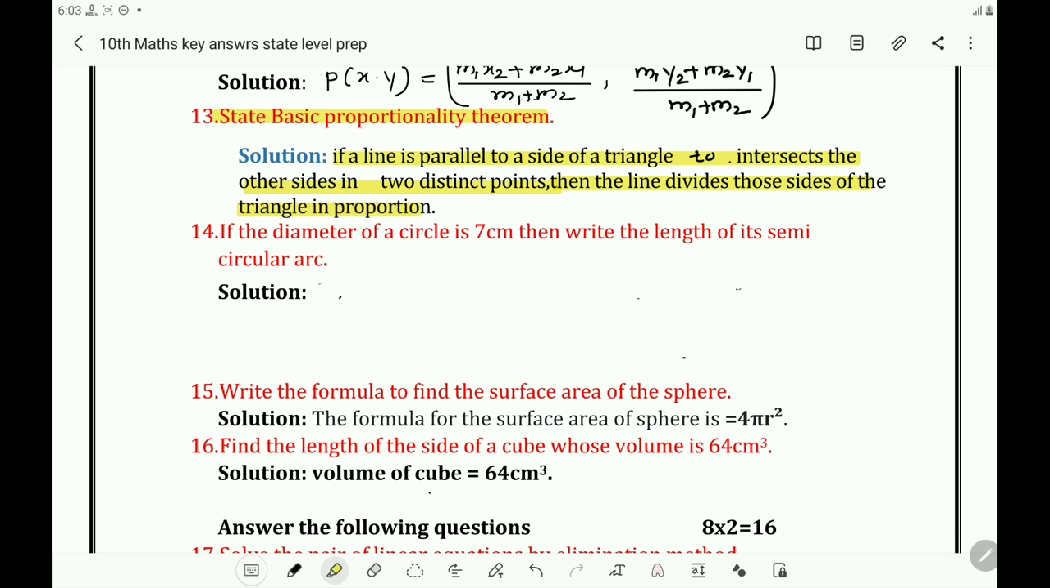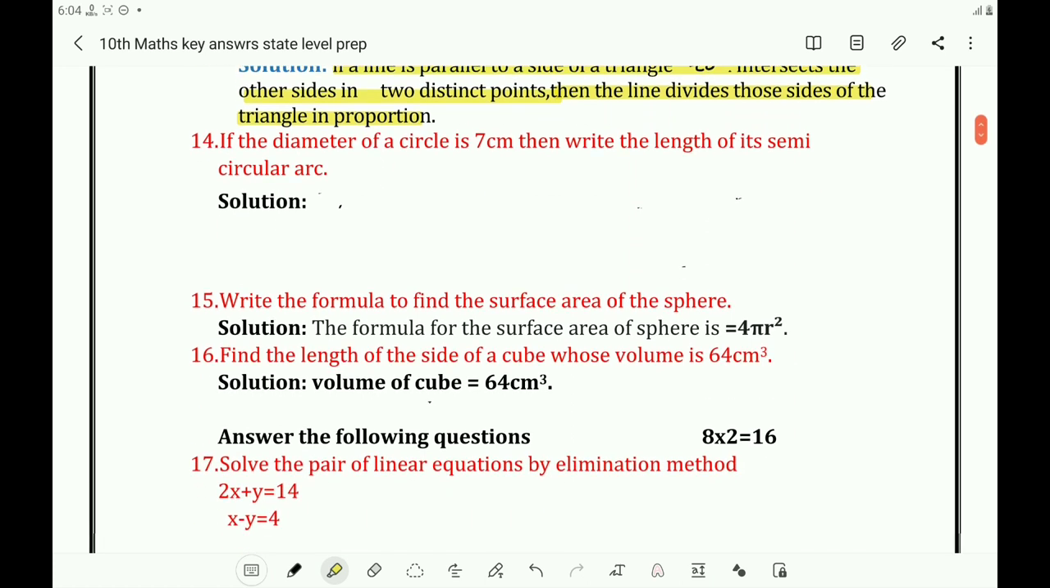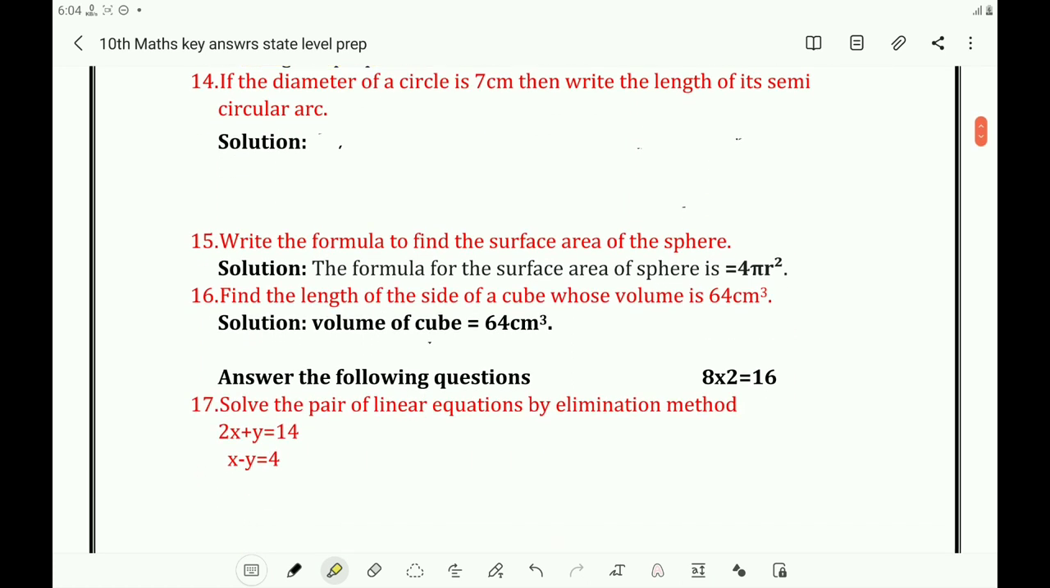If a line is drawn parallel to a side of a triangle to intersect the other two sides in two distinct points, then the line divides the other two sides in the same ratio. That is the statement of the Thales theorem, basic proportionality theorem.